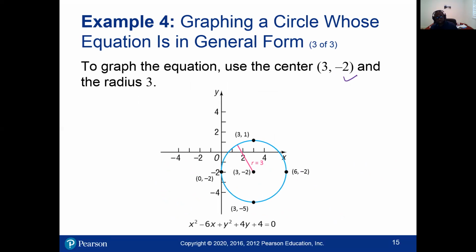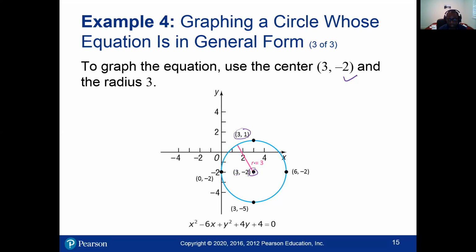Now, if you want to sketch the graph, first you plot your center, which is (3, -2). The radius is 3, so I locate 4 points: up, down, right, left. From here, x is 3, y is -2, so I go 3 up. That is 1, 2, 3. That gives me the coordinates (3, 1).